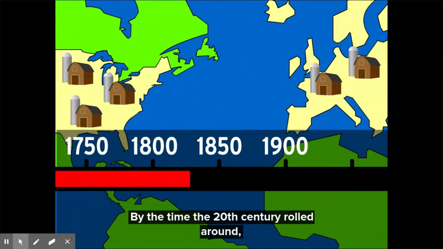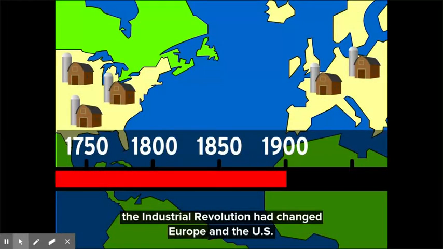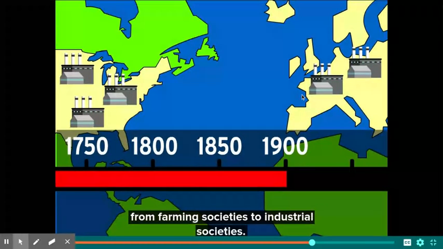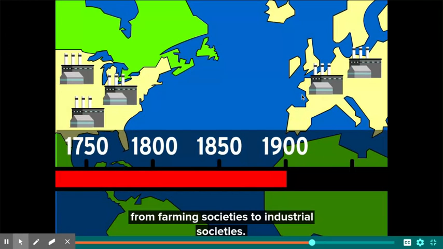By the time the 20th century rolled around, the Industrial Revolution had changed Europe and the US from farming societies to industrial societies. Huge thing to remember. So the transformation of Europe and the United States from farming, aka agrarian societies, to industrial societies was the major impact of the Industrial Revolution. Farming to industrial.